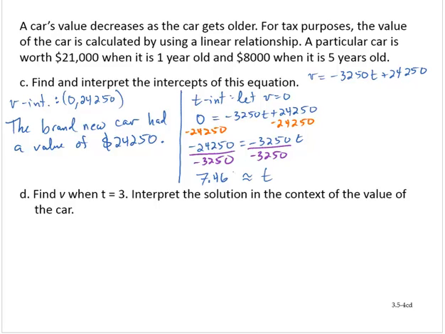So now an interpretation. If we think of this as an ordered pair, this tells me that we have about 7.5 comma 0. That's the t intercept. I just rounded again, 7.5 instead of 7.46. So an interpretation might be: after about 7.5 years, the car has no value for tax purposes.